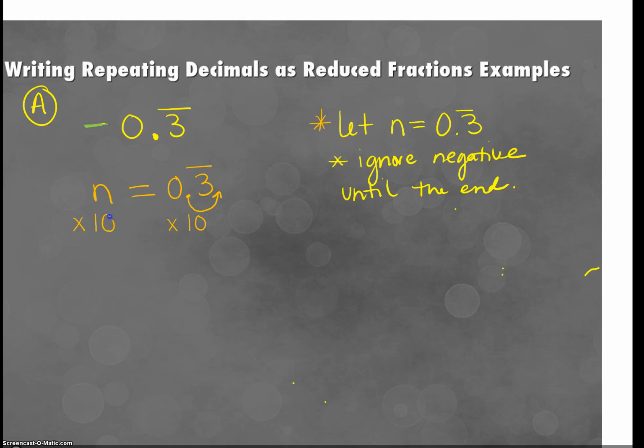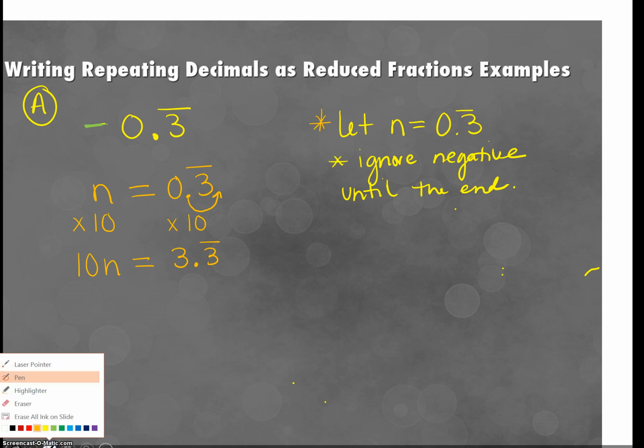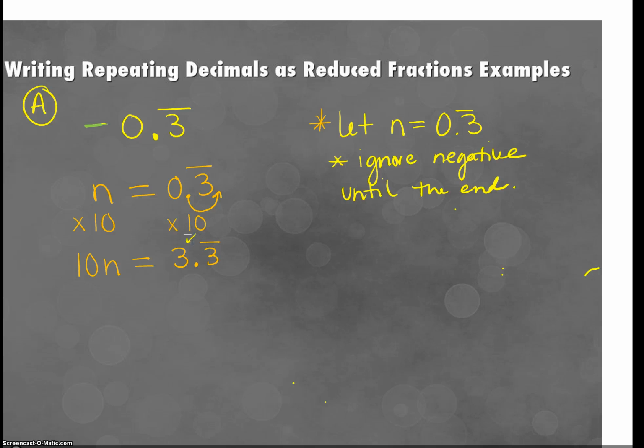When I multiply by 10 on the left side, 10 times n is 10n. When I multiply 0.3 forever times 10, it moves that decimal one place value to the right, so I get 3.3 forever. What you want to do is make sure that you get the number that repeats on the outside here. Once you do that, your squiggle problem will work.